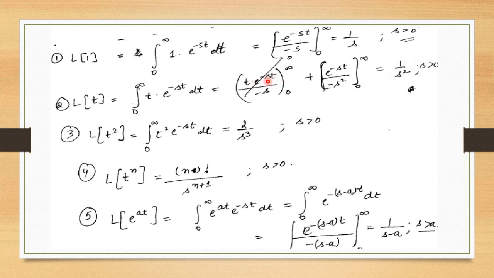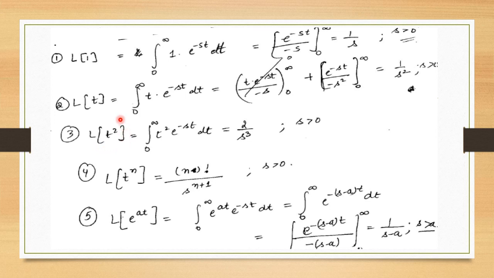Now just see, since s is strictly greater than 0, after putting infinity this value is 0, and after putting 0 this is 0. So this limit is 0. When you substitute infinity, since s is strictly greater than 0, this value is 0, and when you put 0, this value is 1. So you get 1 over s square. So the Laplace transform of t is 1 over s square. The Laplace transform of 1 is 1 over s.